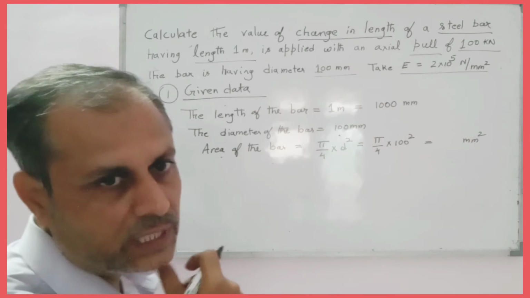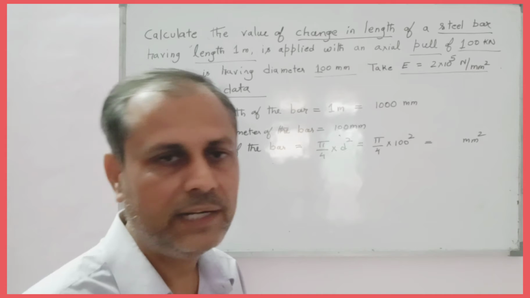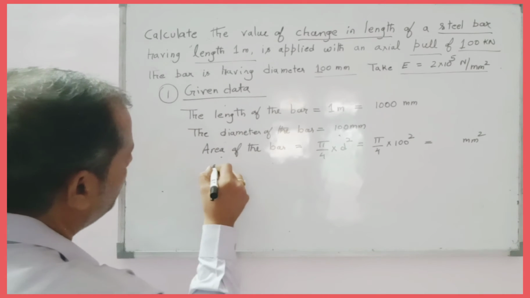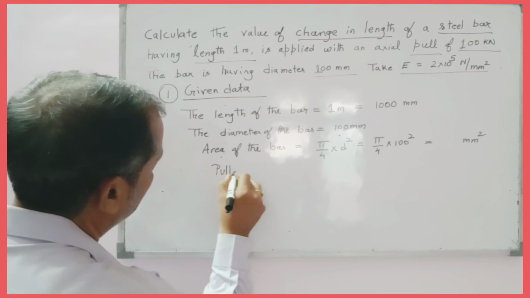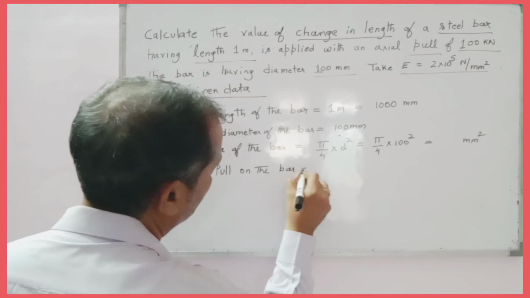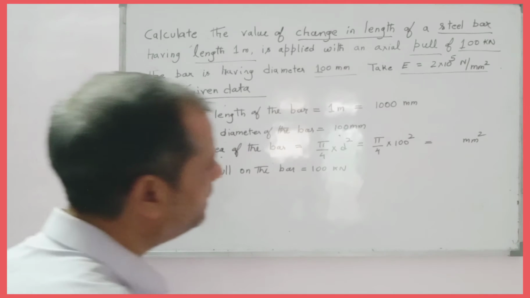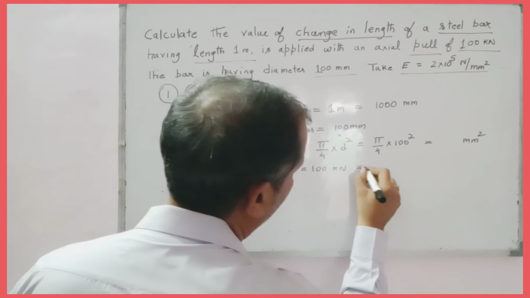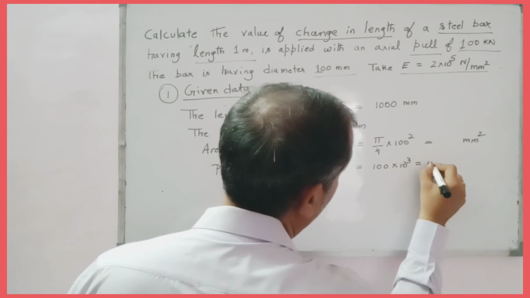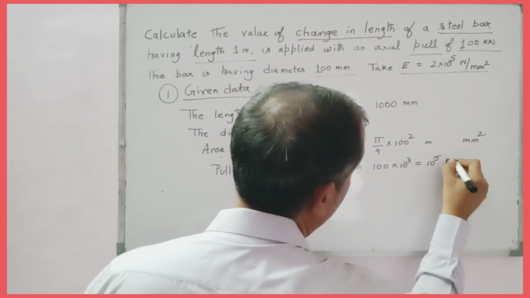The pull is given on the steel bar. The bar is applied with an axial pull of 100 kilonewton. That will increase its length. The pull or external load on the bar is 100 kilonewton. We can simplify this 100 kilonewton into Newton by multiplying 100 with 10 to the power 3. It will come out to be 10 to the power 5 newtons.